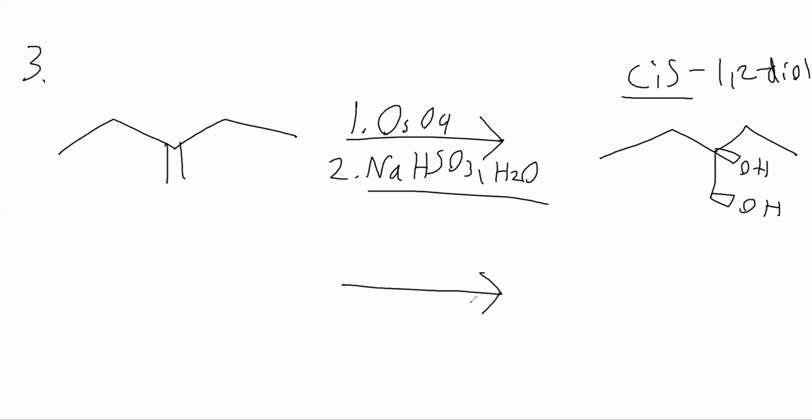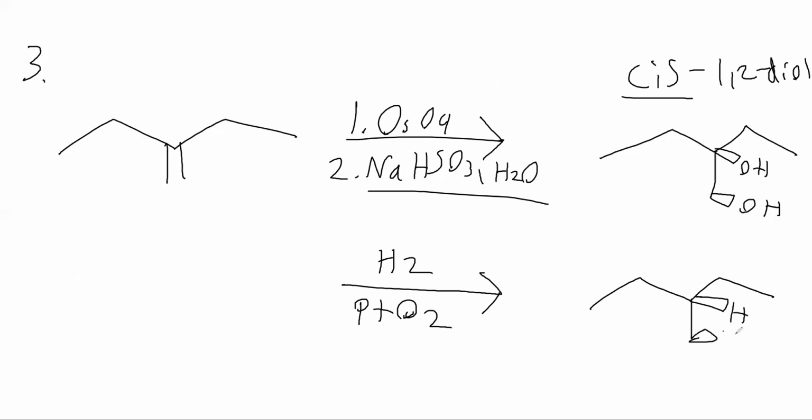So another set of conditions. What will this lead to? H2 over PtO2. An alkane, yeah. Thank you, George. It just leads to an alkane. You can specify the stereochemistry. It's cis, or you could just draw the alkane. Either works fine.